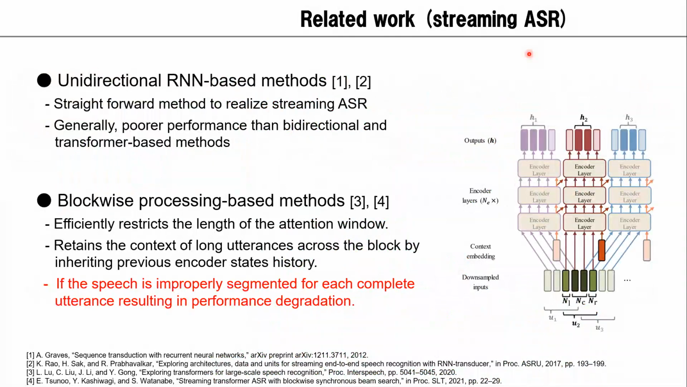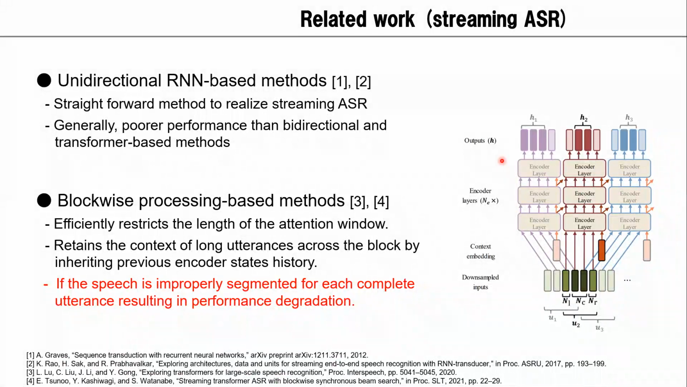Firstly, I will review some related works on streaming ASR. Typical streaming ASR is a unidirectional RNN-based method. This is a straightforward streaming ASR using recurrent neural networks, but in general, its performance is relatively poor compared to state-of-the-art transformer-based methods. Another method of streaming ASR involves blockwise processing, which efficiently restricts the length of the attention window in the transformer.